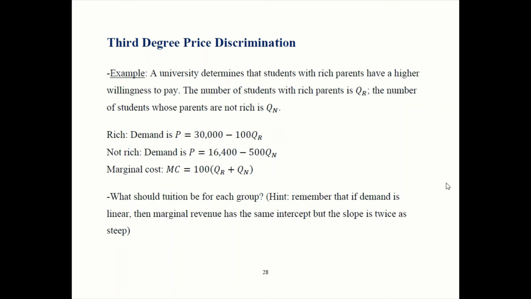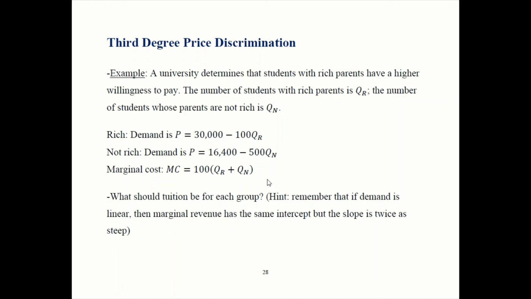So, unsurprisingly, the folks with rich parents have a higher demand curve than the people who are not rich. Also, the people who have rich parents are less sensitive to price. So QR is the quantity of students with rich parents. QN, N for not, is quantity of students with non-rich parents. So if price goes up by 1, their demand falls by a lot more. Their demand is, you might say, more elastic. So the marginal cost is going to be 100 times the total quantity of students.